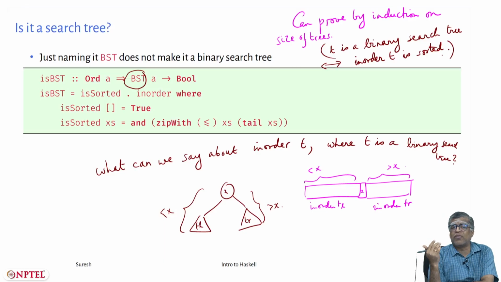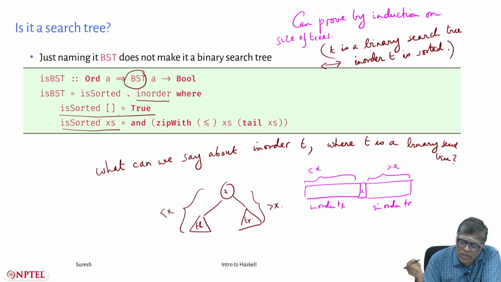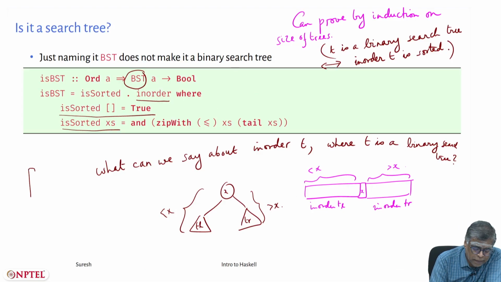So one way of checking whether an arbitrary B tree is a binary search tree or not is to do in order and then check whether the in order listing is sorted. How do you check whether something is sorted? This is one way of doing it. Is sorted of the empty list is true. Is sorted of xs is that you will take xs, you will take tail of xs.